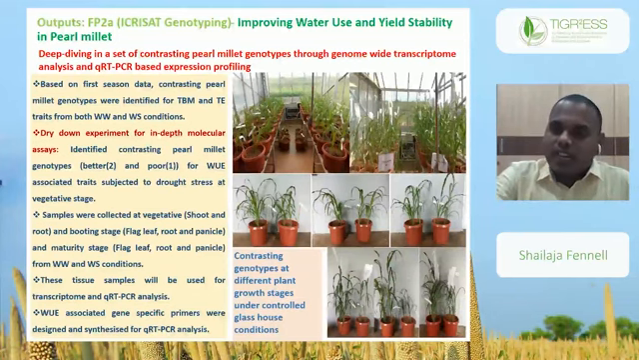At booting stage, we collected flag leaf, root, and panicle. At maturity stage, we collected flag leaf, root, and panicle samples under both conditions. This sampling was completed 15 days back itself, so we are ready for transcriptome analysis. We'll be giving these samples for transcriptome analysis.